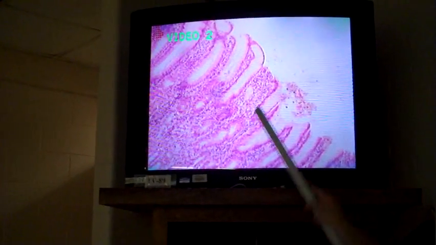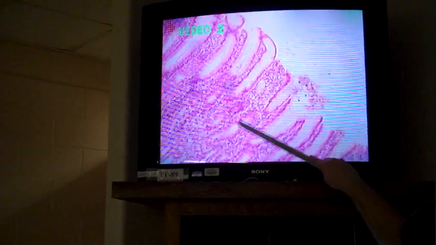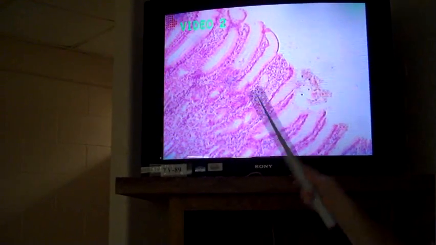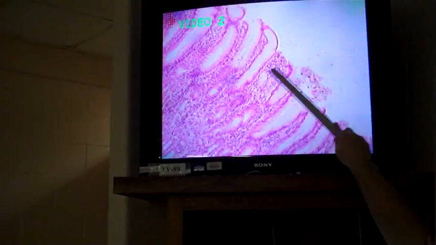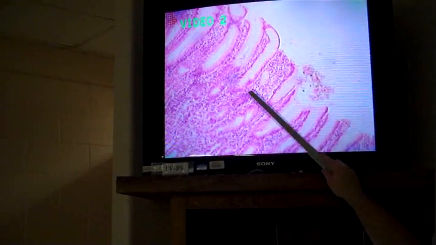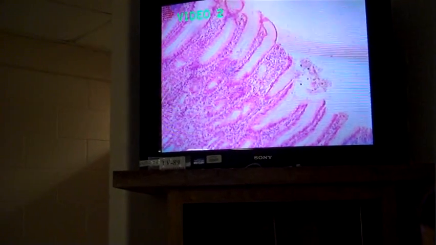Rugae are foldings. So you will see kind of this irregular pattern as it goes. If you take a look at this one, can you see how it almost looks like there are these gaps and things, and then there are gaps down here? That's where this tissue is actually folded upon itself. So these are not villi. Do not mistake those as villi. These are rugae. These are foldings within the tissue.